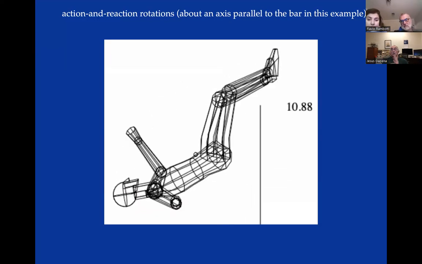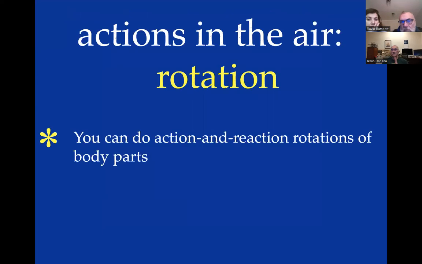Okay, so one thing you can do in the air is you can do action and reaction rotations of body parts. This is a little bit similar to what we saw with the translation. If one part of the body translates one way, some other parts of the body will translate in the opposite direction. Here, if you make one part of the body rotate in one direction, some other part will tend to rotate in the opposite direction.